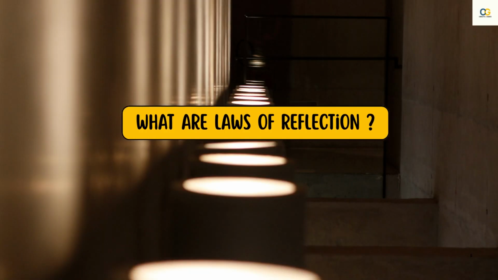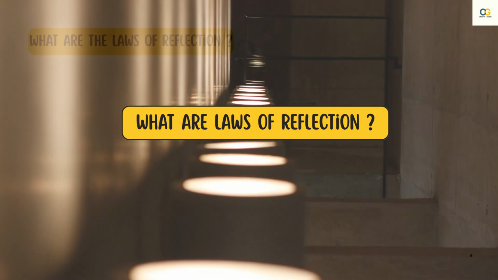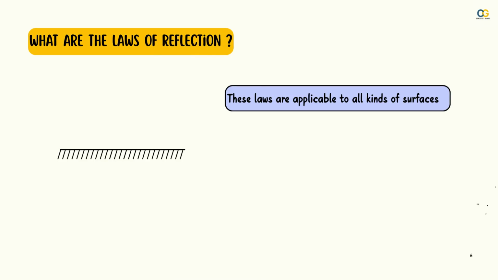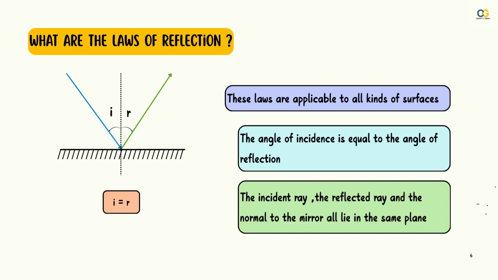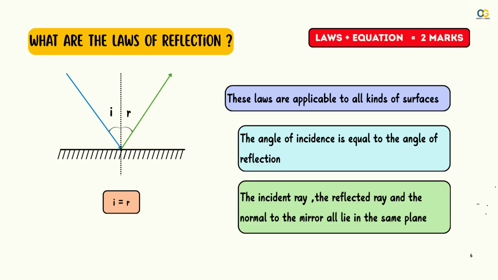Let us move to what are the laws of reflection. Well, there are some general laws of reflection that are applicable to all kinds of surfaces. The first law is the angle of incidence is equal to the angle of reflection. The second law is the incident ray, reflected ray and the normal to the mirror all lie in the same plane. Usually this question is asked for 2 marks where you have to write the law and the equation, and if it is asked for 3 marks, write the law, the equation and also draw the diagram.